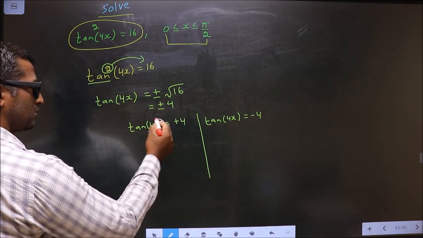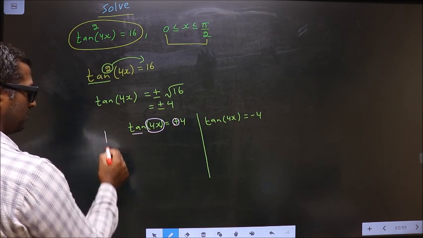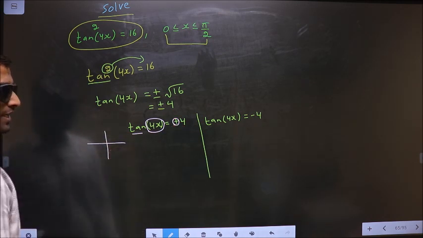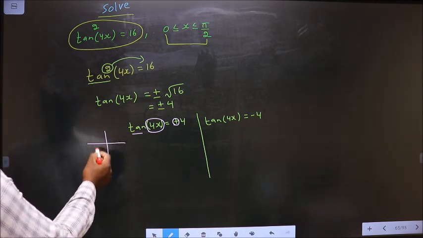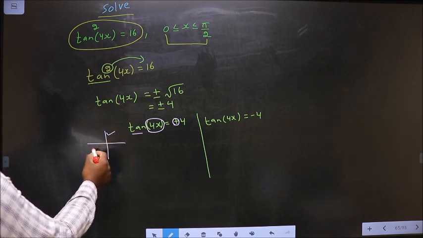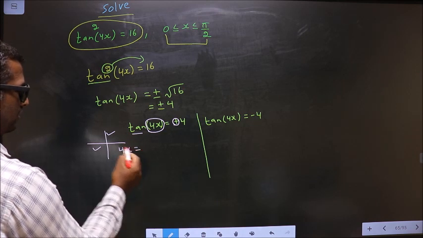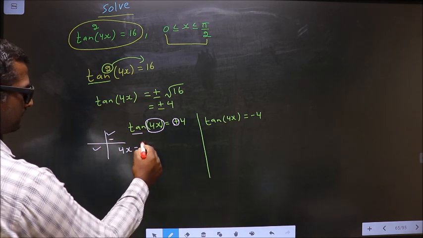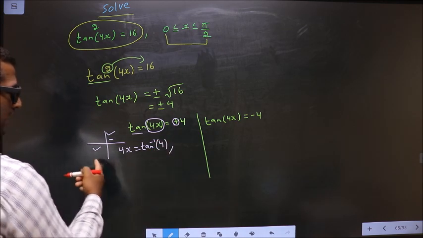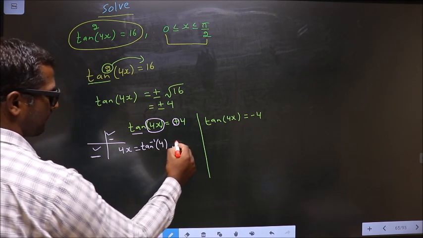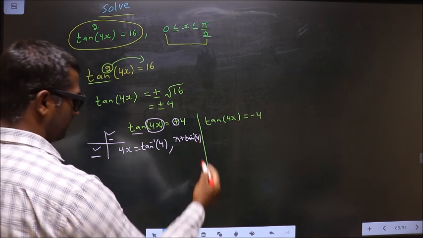Now to get the values for 4x, here we have tan and here it is positive. So now you should check in what all quadrants tan is positive. It is all silver teacups. So tan is positive in the first and in the third. To get an angle in the first quadrant, we should do directly tan inverse 4. To get an angle in the third quadrant, we should do pi plus tan inverse 4.